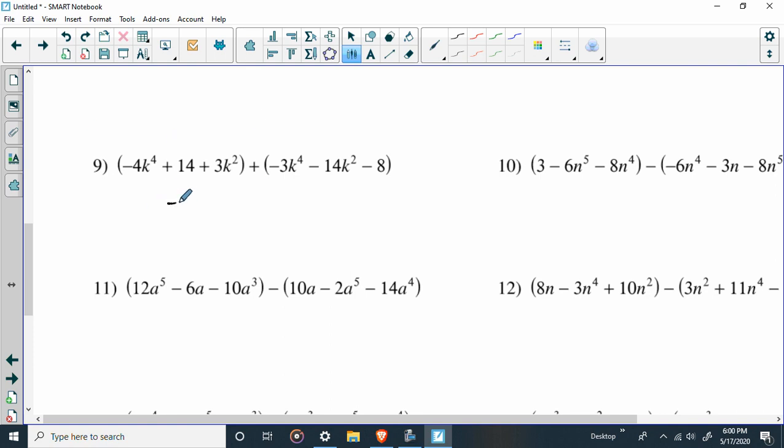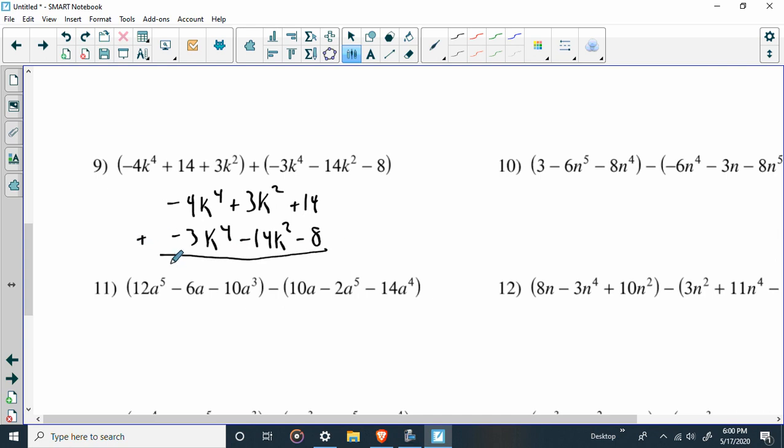So I'm going to say this is negative 4k to the fourth, plus 3k to the second, plus 14. Okay, and over here, let's correspond what goes to the fourth power. Negative 3k to the fourth, minus 14k squared, minus 8. Okay, let's add these together. Negative 4 and negative 3 is negative 7k to the fourth. Negative 3 and positive 3, negative 14 will be negative 11k squared. Negative 14, positive 14 and negative 8 is going to be 6.